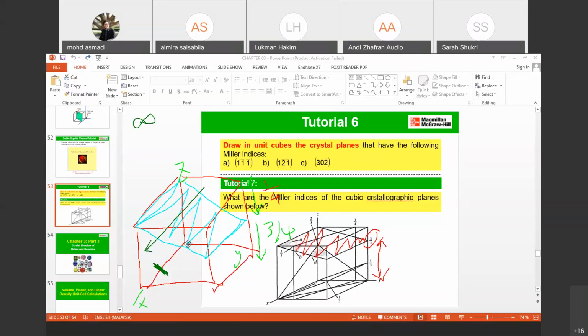If your origin is here, the plane is going to cross your origin. Okay? Understand?